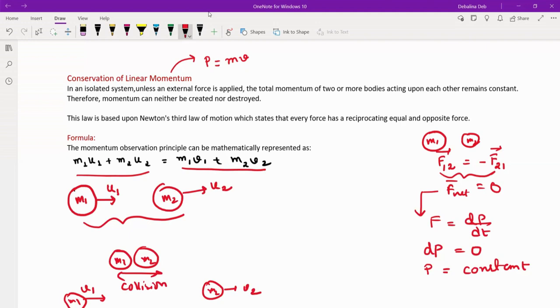तो इस लॉ से जो हमें समझ में आता है वो यही है, जब तक आप बाहर से कोई भी फोर्स अप्लाई नहीं कर रहे हो, तो आइसोलेटेड सिस्टम के अंदर जो भी लीनियर मोमेंटम है, ना तो आप उसको क्रिएट कर सकते हो ना तो डिस्ट्रॉय कर सकते हो. So the net value of it remains constant throughout the system. This is everything you need to know about conservation of linear momentum.